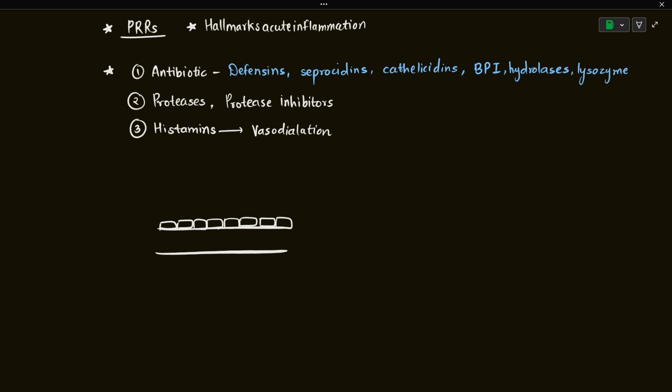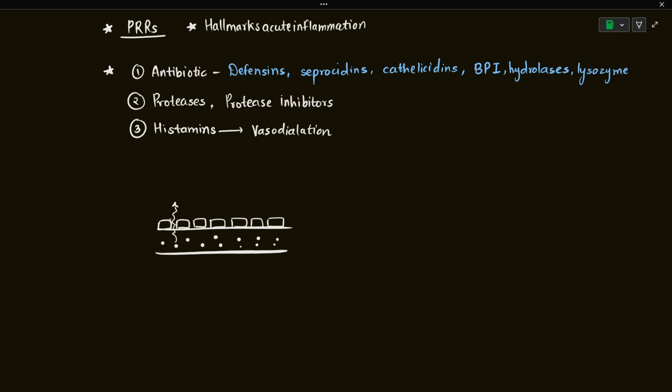Okay, so what does vasodilation do? It is going to make space between those endothelial cells. Before, they were tightly packed, so now a little bit of space will be made in between those endothelial cells, through which the immune cells present in the blood can make their way.